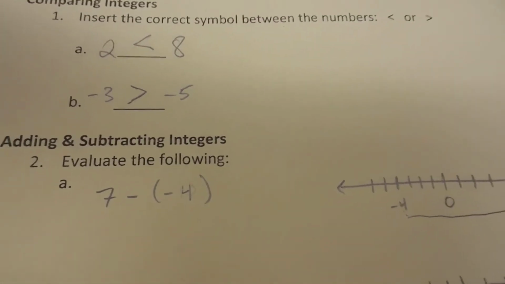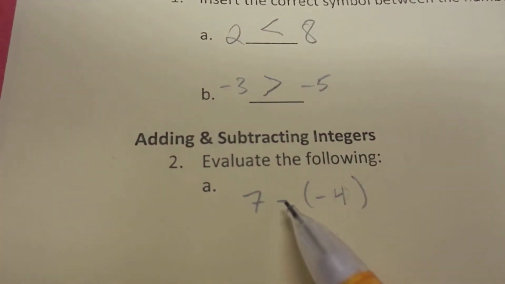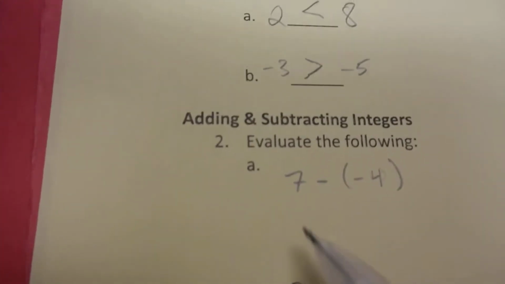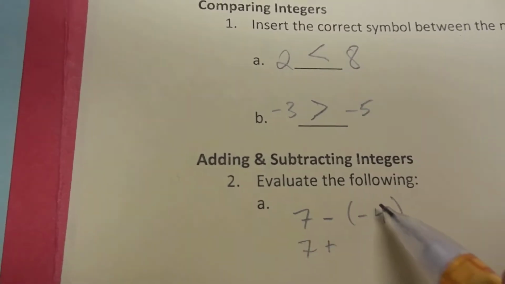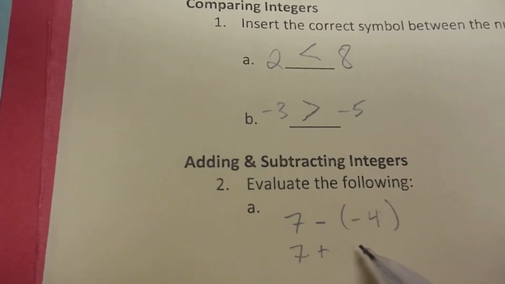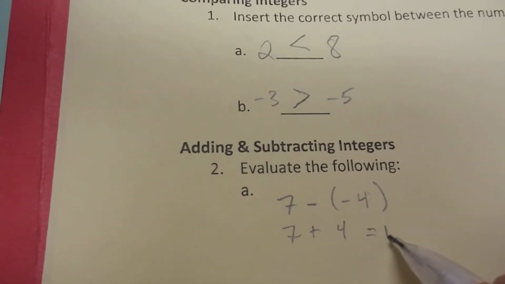11. One way you may remember subtraction is to think of this as the same as adding the opposite. In other words, we can think of that subtraction as adding the opposite of that negative 4, or 4, and that's where we get our 11 from.